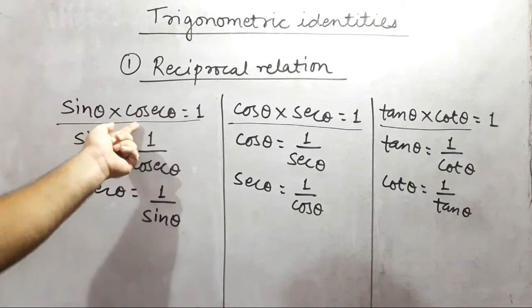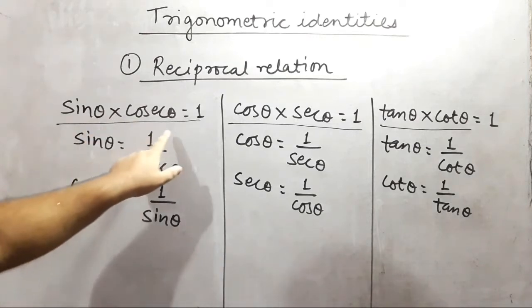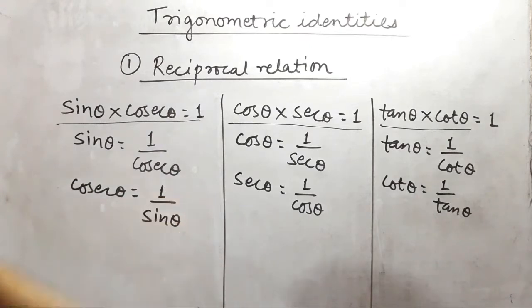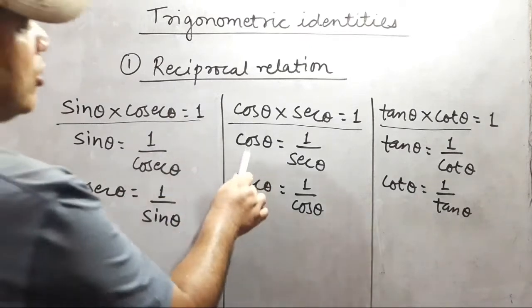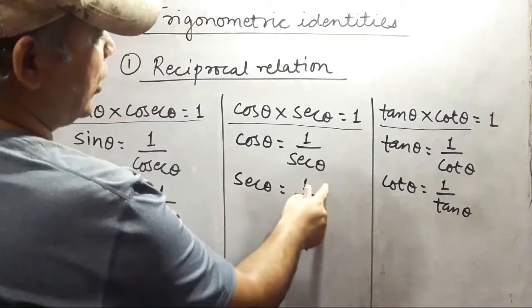In the same way, sin theta equal to 1 by cosec theta. Since sin theta and cosec theta are reciprocal of each other, we can write down sin theta equal to 1 by cosec theta. In the same way, cosec theta equal to 1 by sin theta. Similarly, cos theta equal to 1 by sec theta, and sec theta equal to 1 by cos theta.